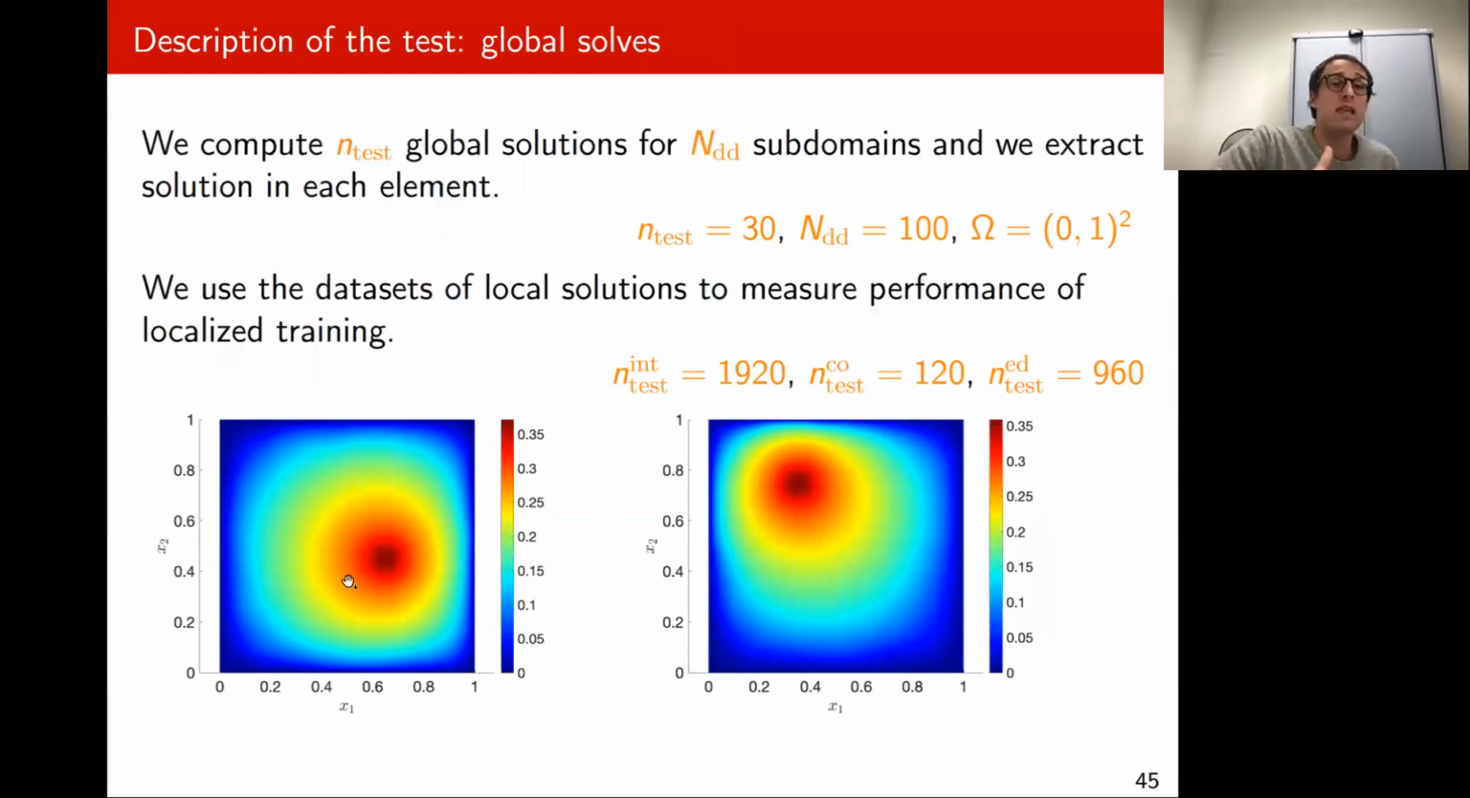In terms of performance, we compute n-test global solutions for NDD equal to 100 subdomains, and we extract the solution in each element. Okay. And then we use these data sets of local solution to measure performance of localized training. Again, you can see that this particular procedure induces, let's say, a local sampling distribution, okay? Which is, by the way, not the same distribution that we used to train our local reduced model. The reason is that, let's say, the global sampling distribution is largely unknown in practice, and we cannot expect to know it, okay?